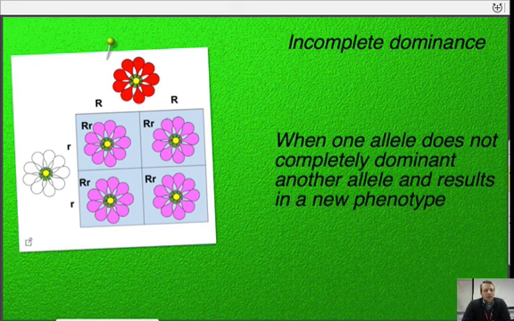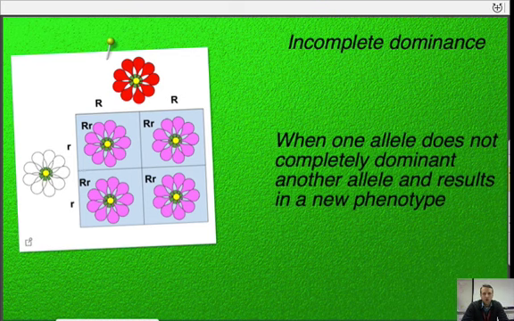So instead we get a pink rose. So that's how you get pink roses, is when you cross a red rose with a white rose, because that red dominant allele does not completely dominate the recessive white allele. So we get that pink. So incomplete dominance, once again, is when one allele does not completely dominate another allele and results in a new phenotype. And another example we see is sickle cell anemia. Sickle cell anemia, you have both the normal allele and the sickle cell allele, and that normal allele doesn't take over the sickle cell, so you get that new phenotype there, which is how people have sickle cell anemia.